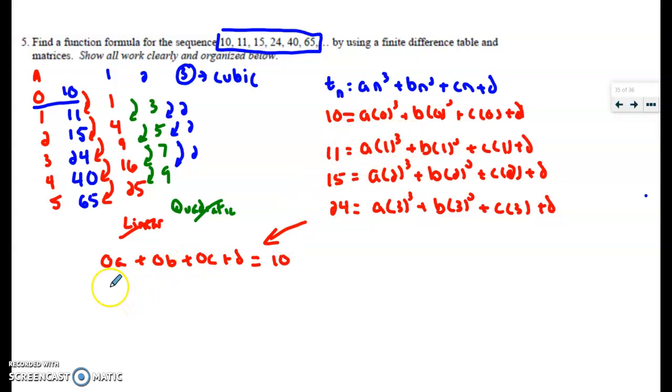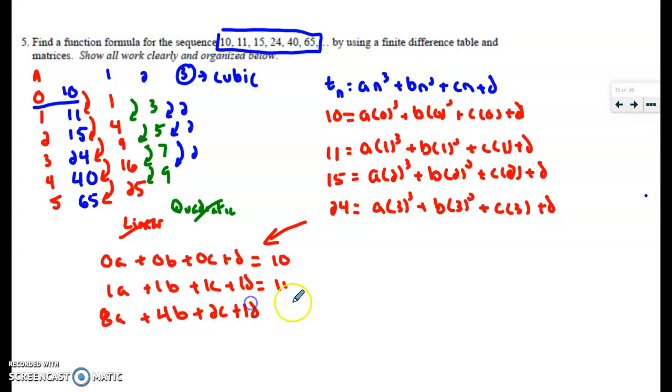Well, if I do 1 cubed, that's 1a plus 1b plus 1c plus 1d equals 11. That's how I got this equation. Here I have 2 cubed, so it's going to be 8a plus 4b, 4 squared, plus 2c plus 1d equals 24. And then we're going to do this last equation.